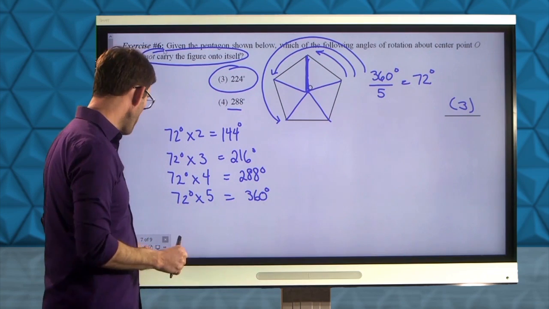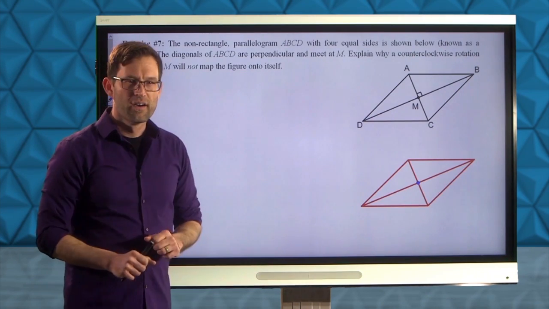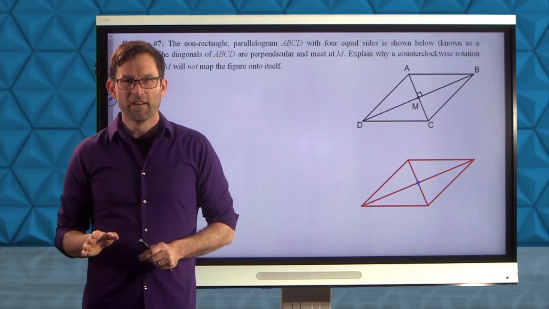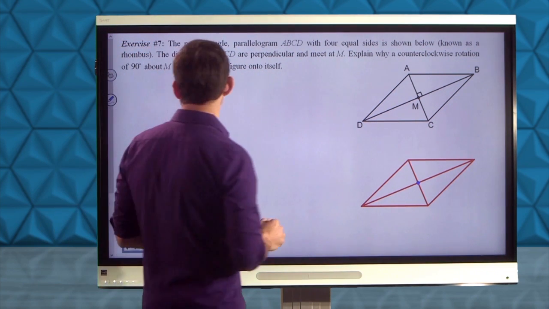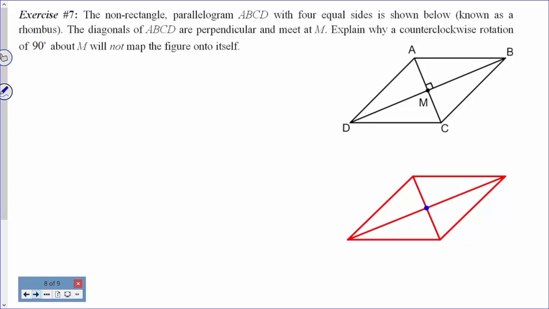Let's analyze the symmetry of one more figure. Okay, here we go, a little bit more complicated. This one's kind of fun. Let's take a look at exercise number 7. The non-rectangle parallelogram, because rectangles are parallelograms, the non-rectangle parallelogram ABCD with 4 equal sides is shown below, known as a rhombus. The diagonals of ABCD are perpendicular and meet at M. Explain why a counterclockwise rotation of 90 degrees about M will not map the figure onto itself.